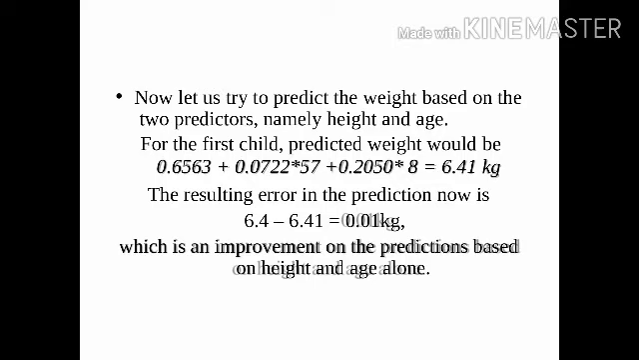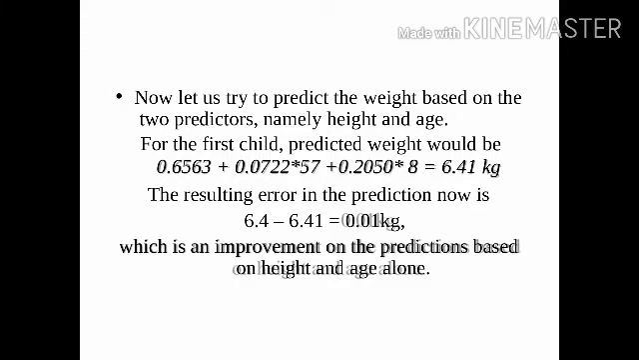Now let us try to predict the weight based on two predictors, namely height and age. For the first child, the predicted weight would be 0.6563 plus 0.0722 into x1. What is x1? x1 is the height of the first child, that is 57, plus 0.2050 into x2. x2 is the age of the first child. So we are applying the age of the first child as 8. So we will get 6.41 kg. That is the predicted weight of the child, 6.41 kg.